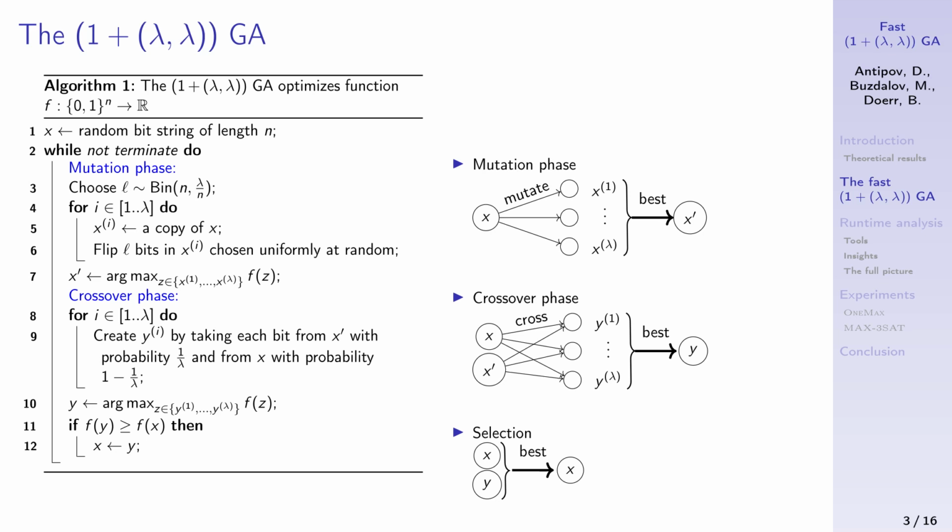Then comes the crossover phase, in which the algorithm takes x and x' and λ times performs a biased crossover. In this biased crossover, it takes the bits from the mutation winner with probability 1/λ, and otherwise it takes them from the current individual x. Then the best offspring of the crossover phase is chosen, and if it is not worse than the current individual, then it takes its place.